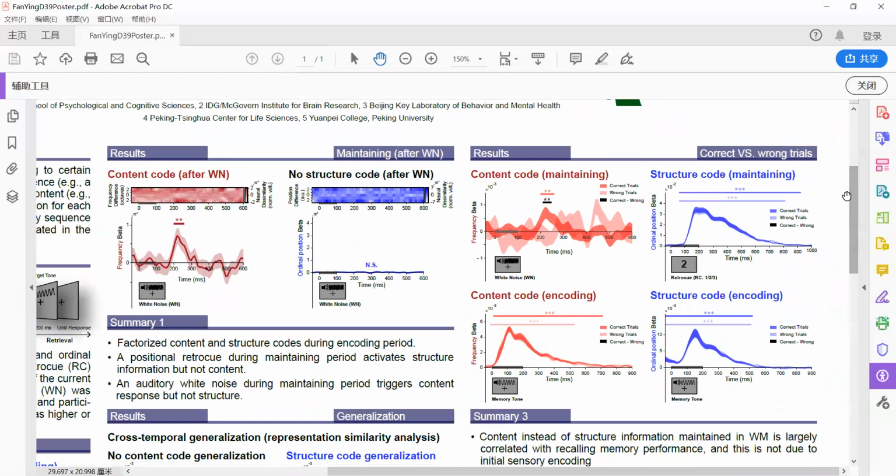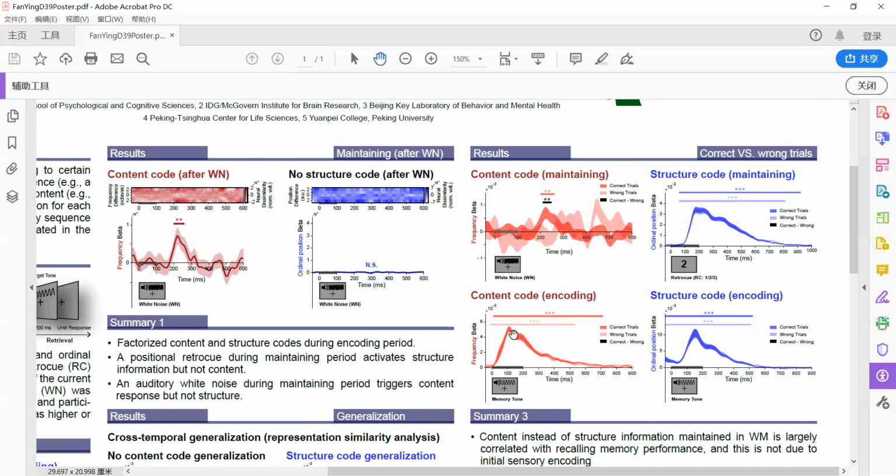Lastly, we want to see whether the neural representations held in working memory have behavioral consequences. So we compared the representation for trials with correct responses with the representation for trials with wrong responses. We can see a significant difference occurred only for the content code during the maintaining period after the white noise, but not for the structure code during the maintaining period after the retro cue.